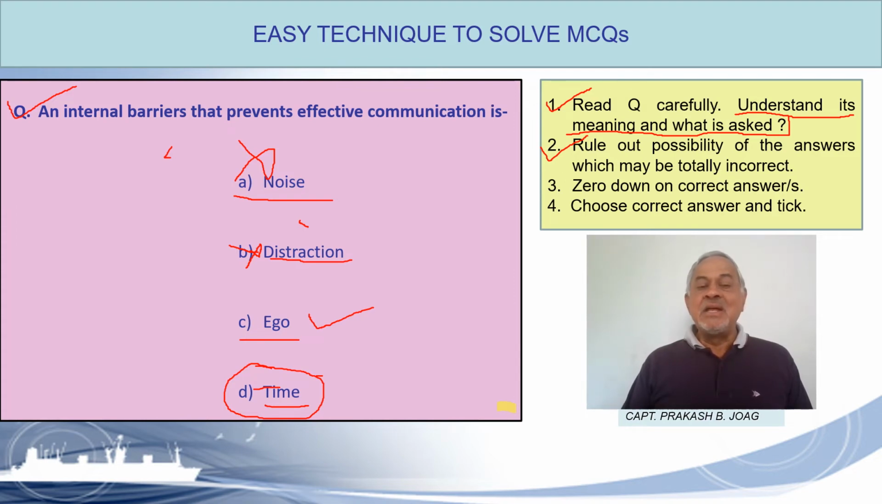So finally, three answers are wrong totally, and only one answer is correct, and that is your ego. So the ego answer is correct. You tick mark ego and you proceed further and obtain 1 mark instead of getting 0.25 marks negative or not attempting the question at all.